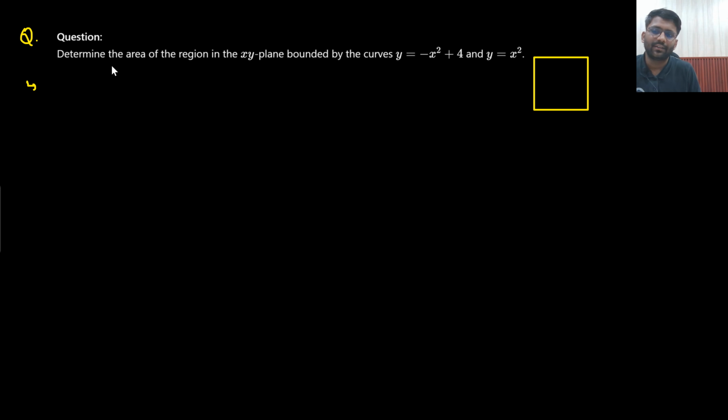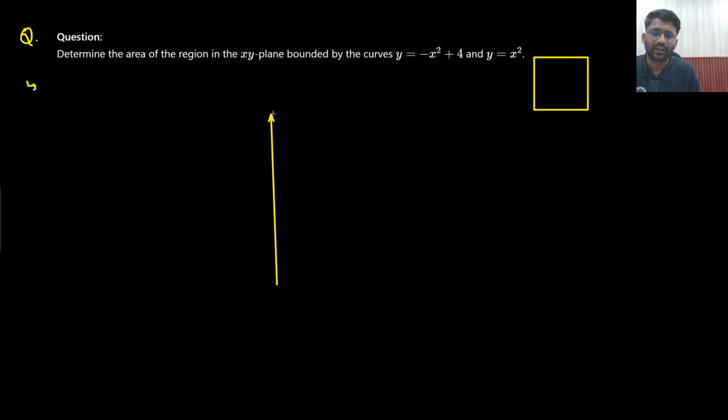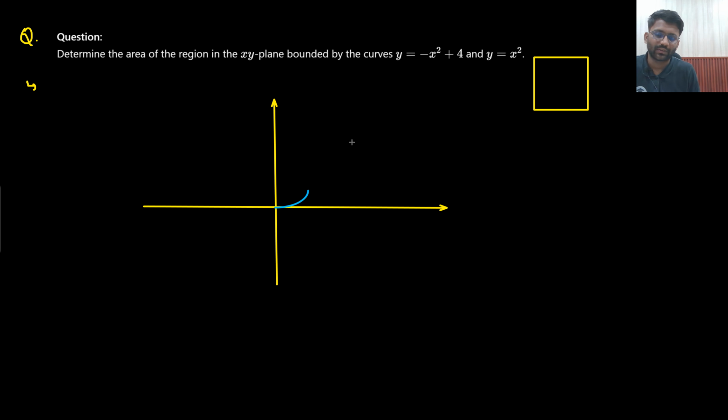Determine the area of the region in the xy plane bounded by the curves y equals minus x square plus 4 and y equals x square. Will you be able to draw the graph? Absolutely, sir. I can draw y equals x square, and I can also draw y equals minus x square plus 4.